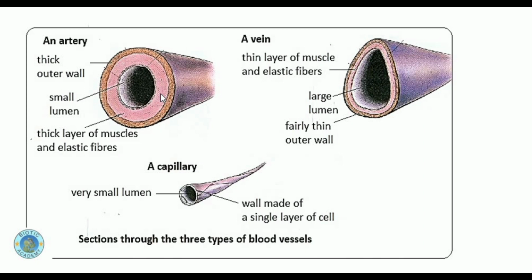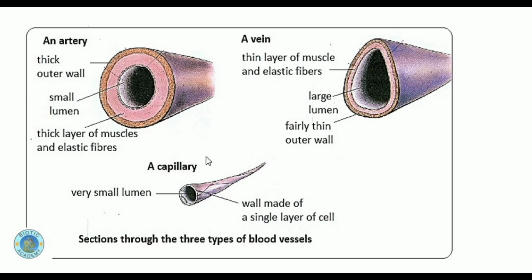Arteries are linked with the transport of oxygenated blood throughout the body, except the pulmonary artery, which transports deoxygenated blood from the heart towards the lungs. Now veins are concerned with the transportation of deoxygenated blood throughout the body, except the pulmonary vein, which brings back oxygenated blood from the lungs towards the heart. And capillaries are basically a connector between the arteries and the veins, and they carry a mixed type of blood.